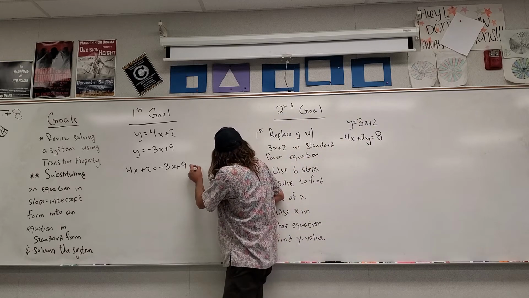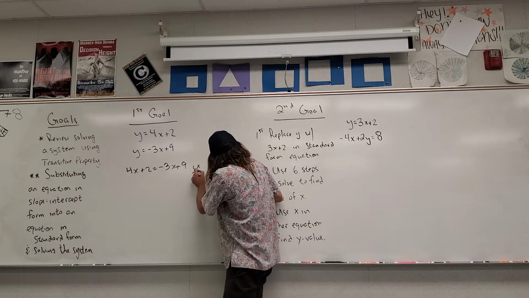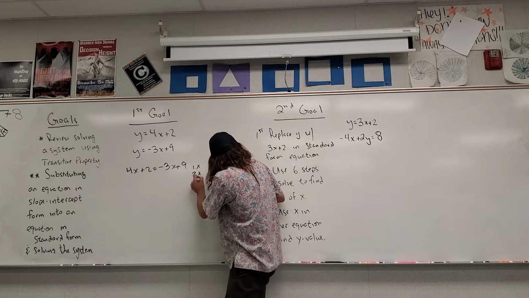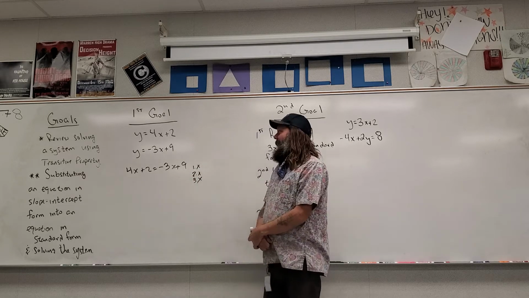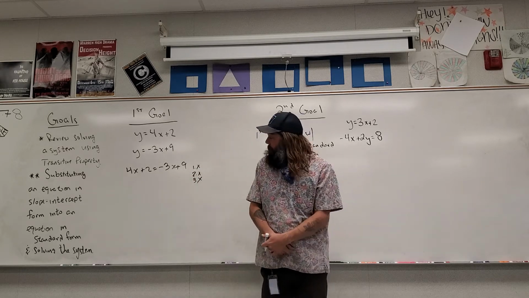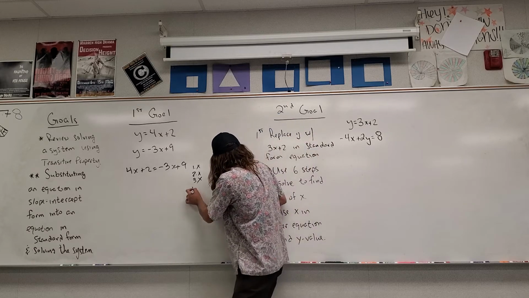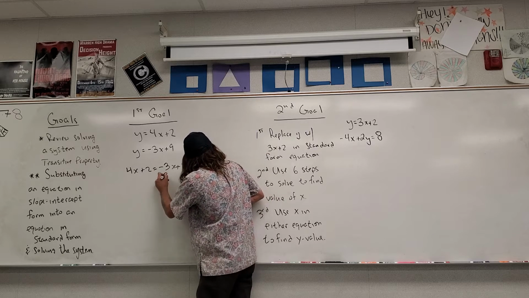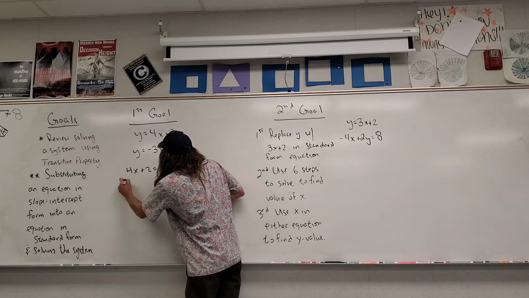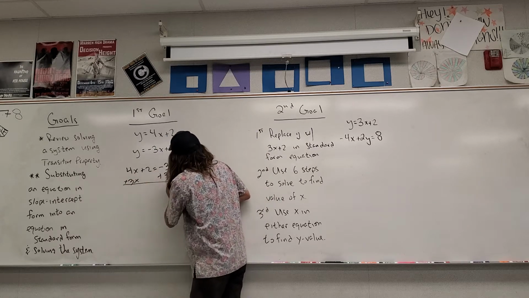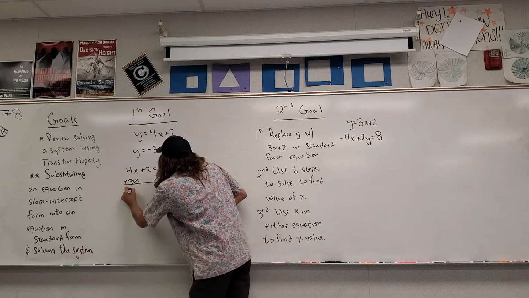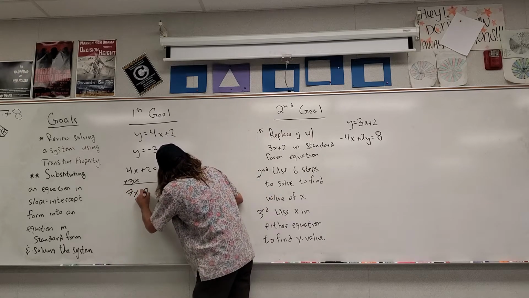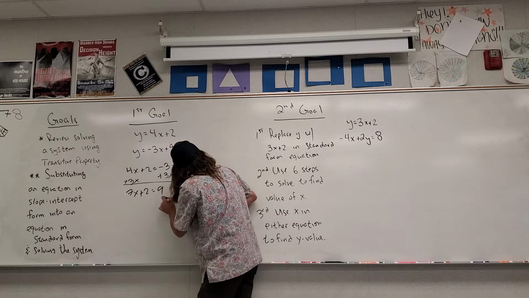Can I eliminate a fraction? No. Can I distribute? No. Can I combine like terms on each side of the equation? No. Can I get all variables to one side? Yes. I'm going to move the 3x over to the other side. I'm going to say plus 3x plus 3x. Now I have 7x plus 2 is equal to positive 9.